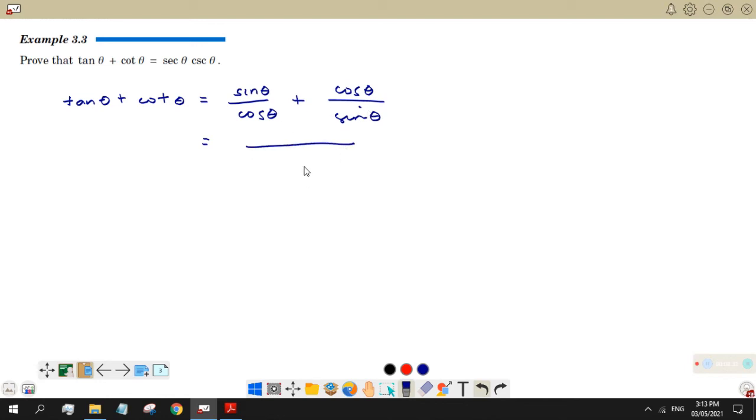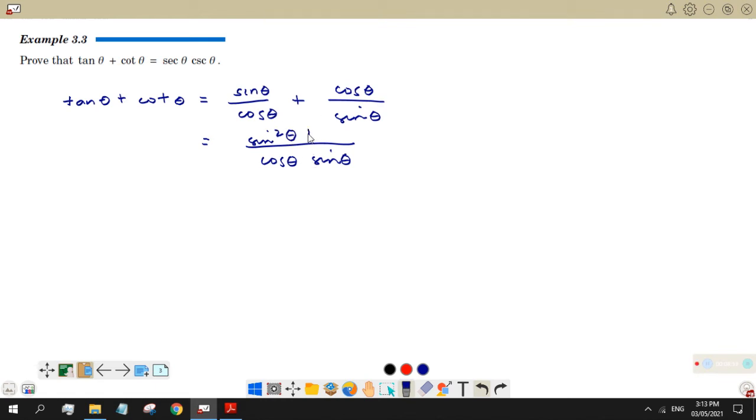How do we add fractions? So, we multiply the denominator. We have cosine theta, sine theta. And then we cross-multiply the two terms. So, multiply the numerator of the first and the denominator of the second. Sine theta times sine theta, we have sine squared theta.